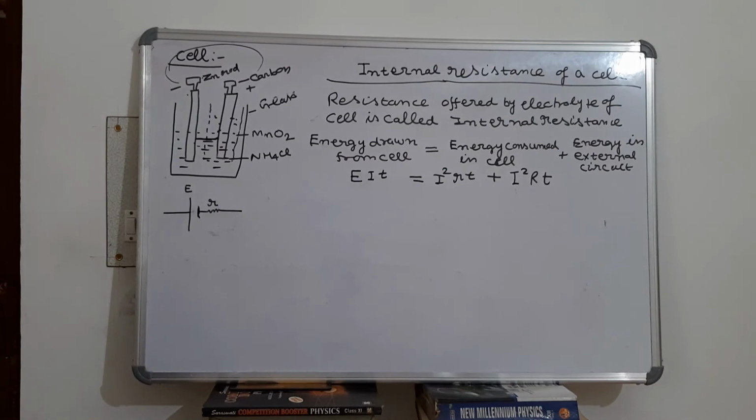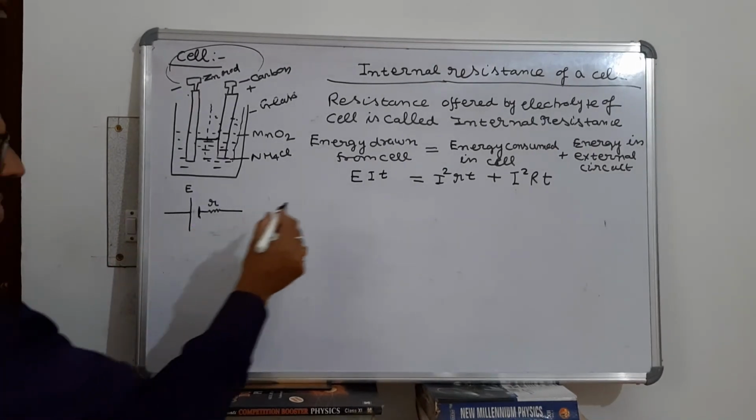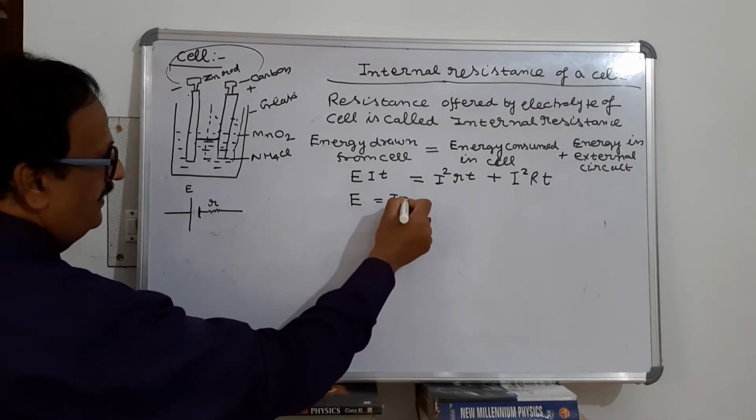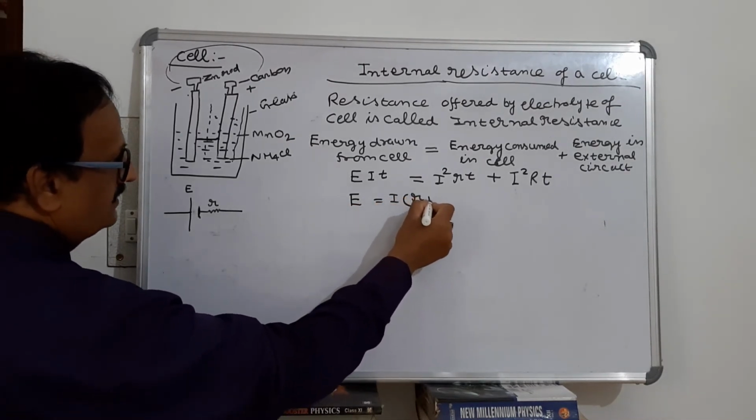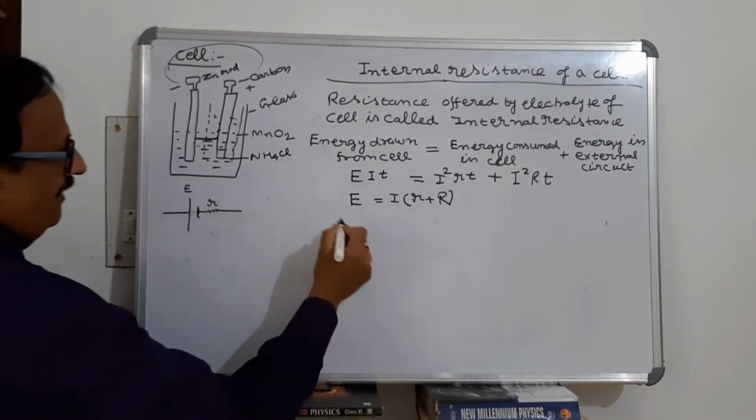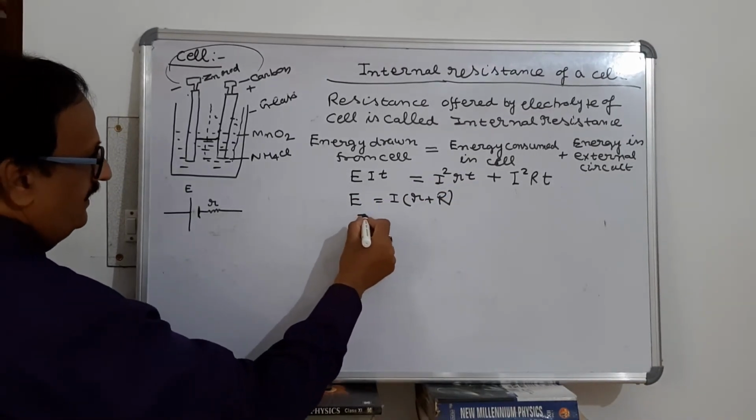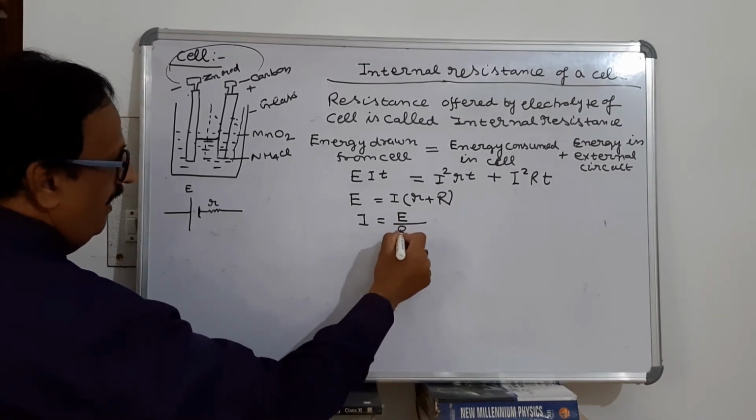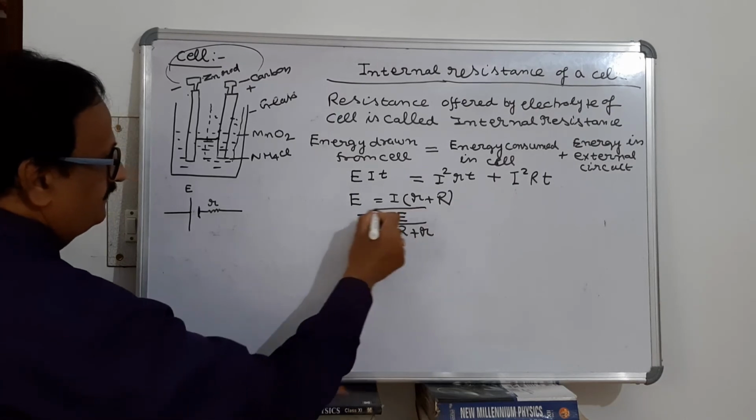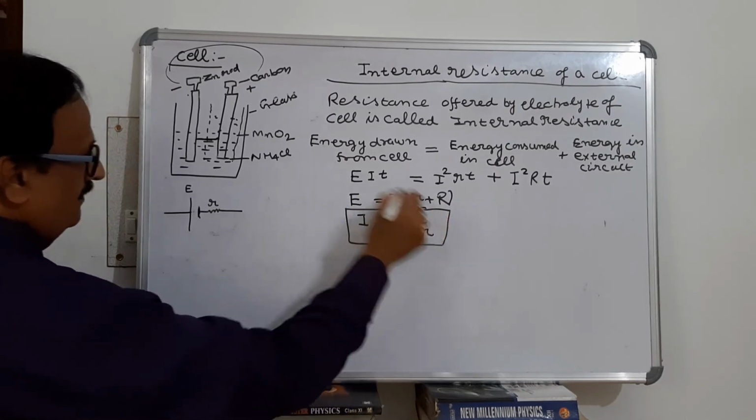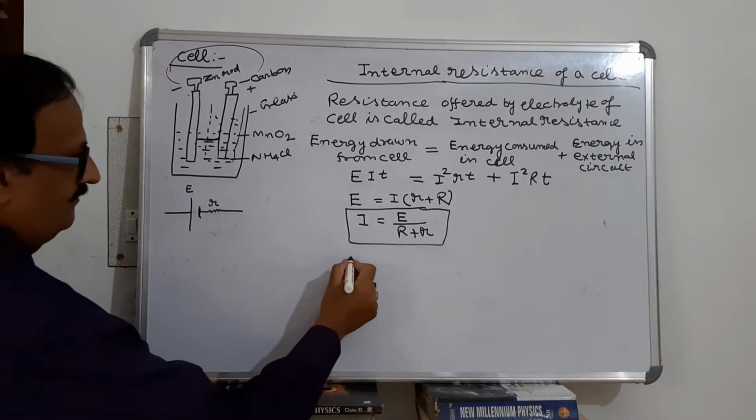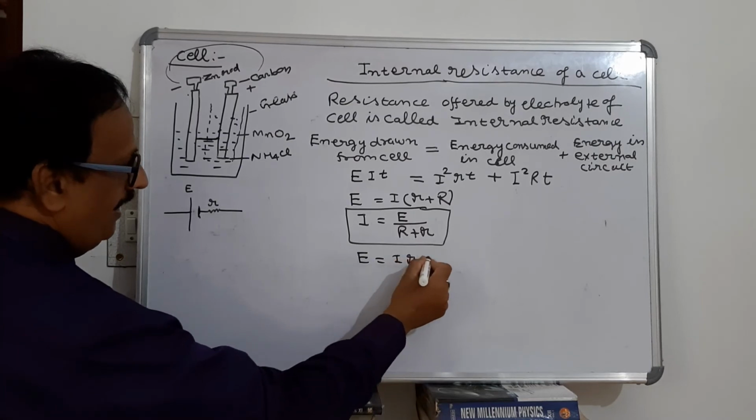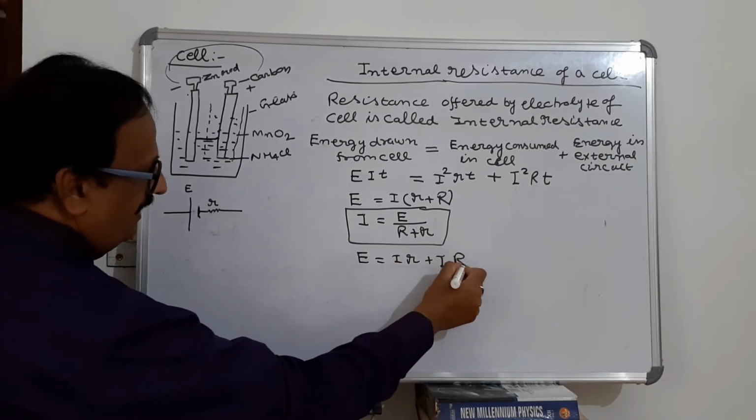Divide each term by IT, you will get E is equal to I times (r plus R). It means the current through the circuit I will be equal to E upon (r plus R). Also you can write E is equal to Ir plus I capital R.